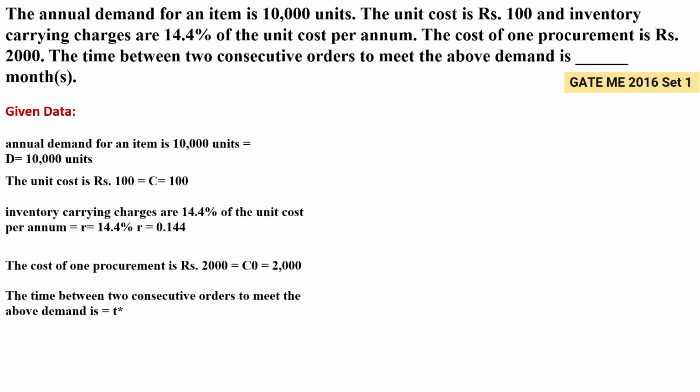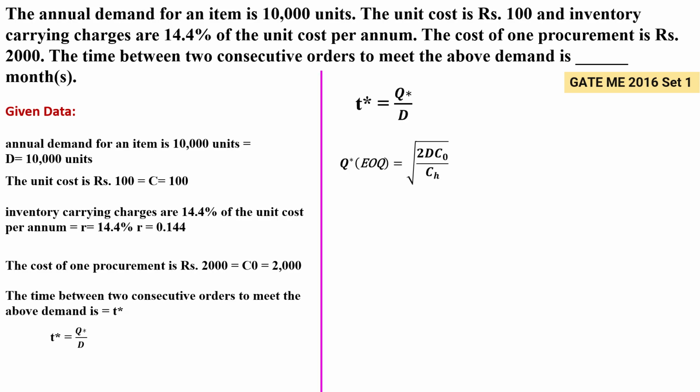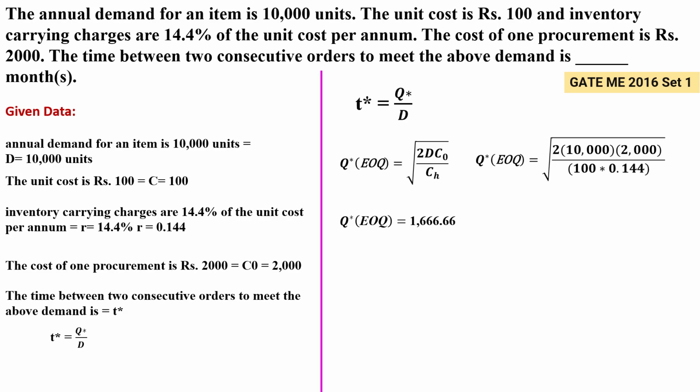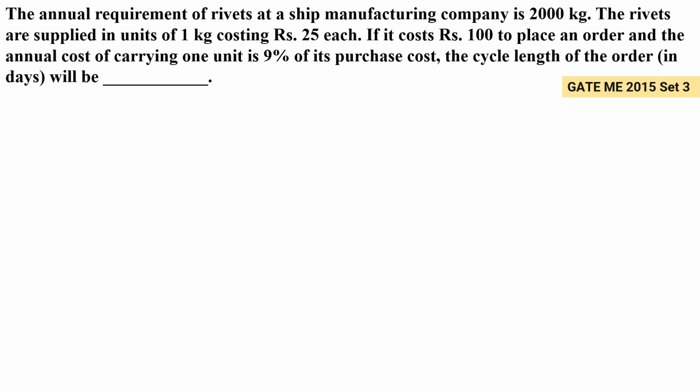Then we have to determine the time between two consecutive orders to meet the above demand, which is T star. We know that T star equal to Q star divided by D. So first we have to determine the Q star, which is equal to 1666.66. Then T star equal to 0.16 year, but we need it in months. Then 0.16 into 12, which is equal to 2 months. Let's see the next question.